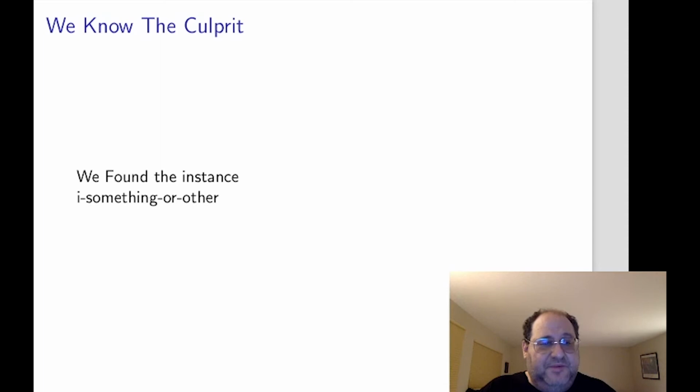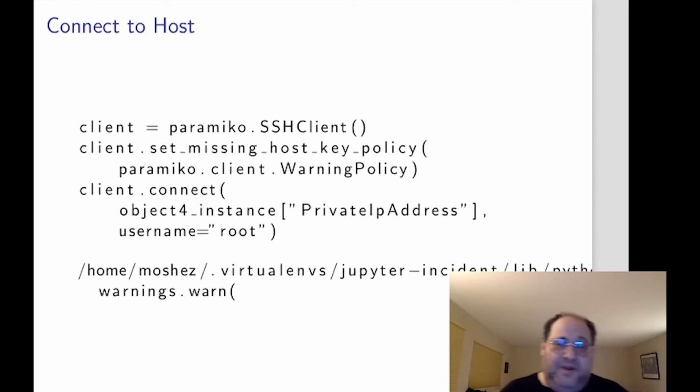Now it's time to actually confirm that this is actually a core file problem, and then resolve the problem. So let's do that. I'm going to use another cell of Jupyter. I'm going to use Paramiko. Paramiko is a library that is designed to do SSH.